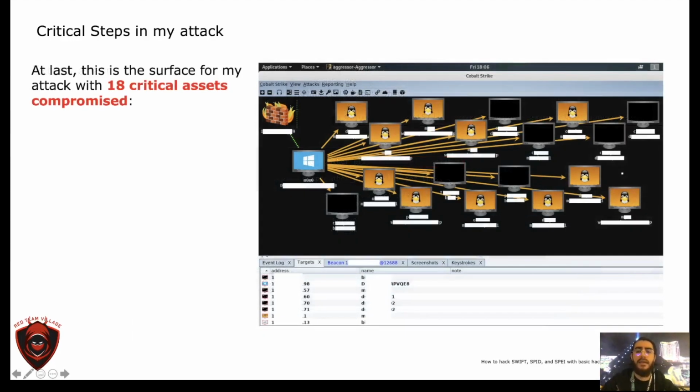After that, the client asked me to wrap things up and not touch any database, client information, or systems because the assessment was running in a production environment. Lastly, this is the surface of my attack, with 18 critical assets compromised.